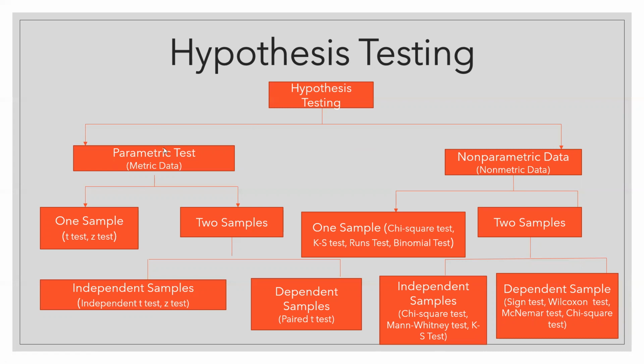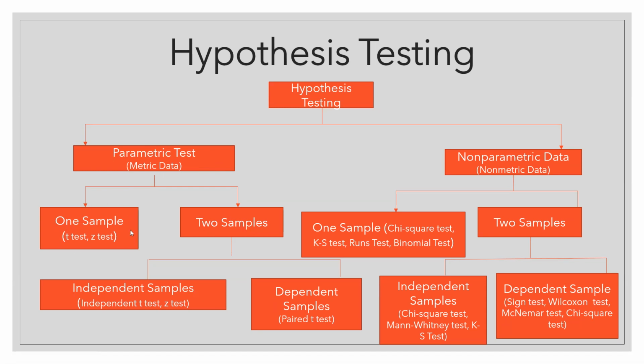on my YouTube channel. So parametric tests are those tests that are applied on metric data, when the data is metric, that is, numbers. But non-parametric tests are applied when the data is non-metric, that means categorical data. Then again, parametric tests are divided into two parts, one sample and two sample, right?